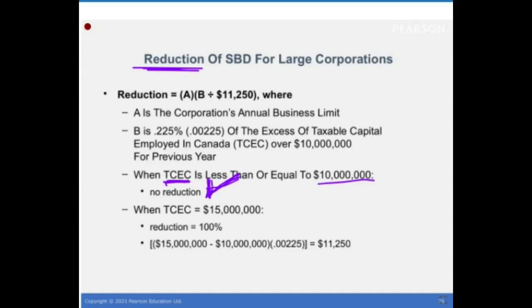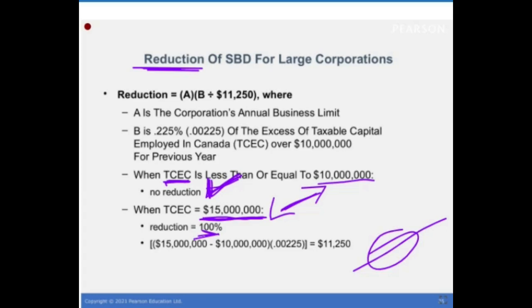So this is a pretty big number. So as long as you haven't raised debt and equity in a total of 10 million to carry out this business, you will qualify. So no reduction. You will qualify fully, I should say, with no reduction. When you reach 15 million, you will have a 100% reduction, and effectively, you will get no small business deduction. In between 10 and 15 million of taxable capital employed in Canada, that's when you will have some amount of a reduction.